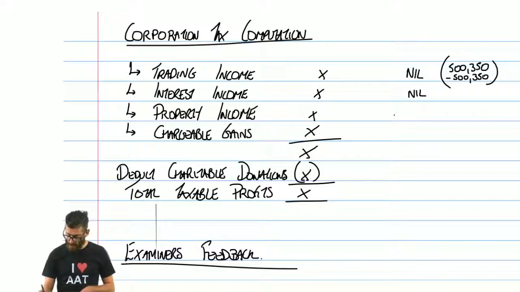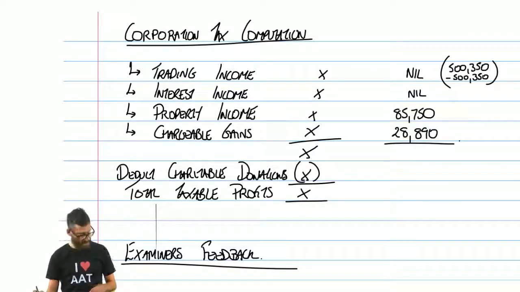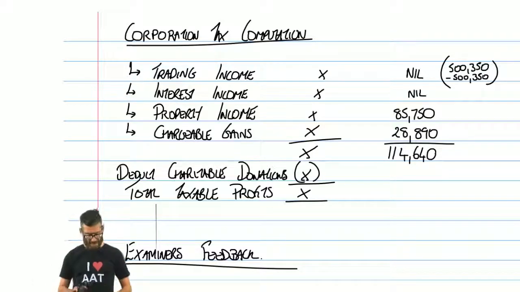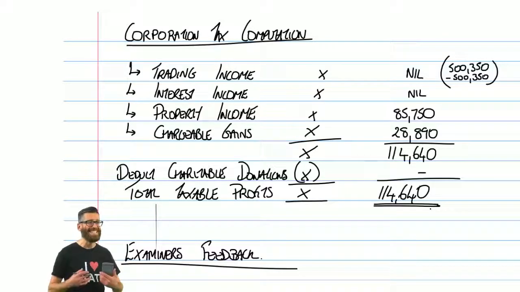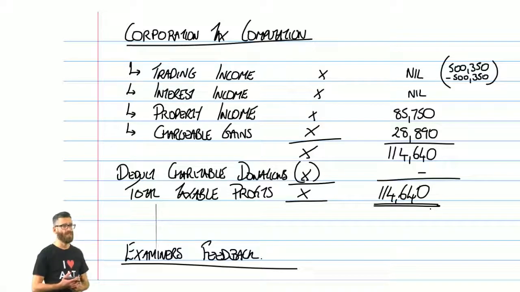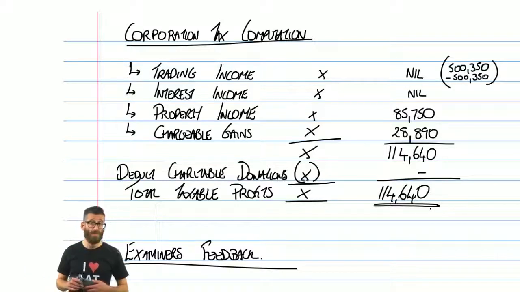We had rental income of 85,750. Chargeable gains we declared to be 28,890, giving us a subtotal of 114,640. In this particular scenario, there is no mention of any tax deductible charitable donations, so our total taxable profits should be 114,640. That nice, neat little summary that we have done subsequently enables us to reconcile with the task in hand.